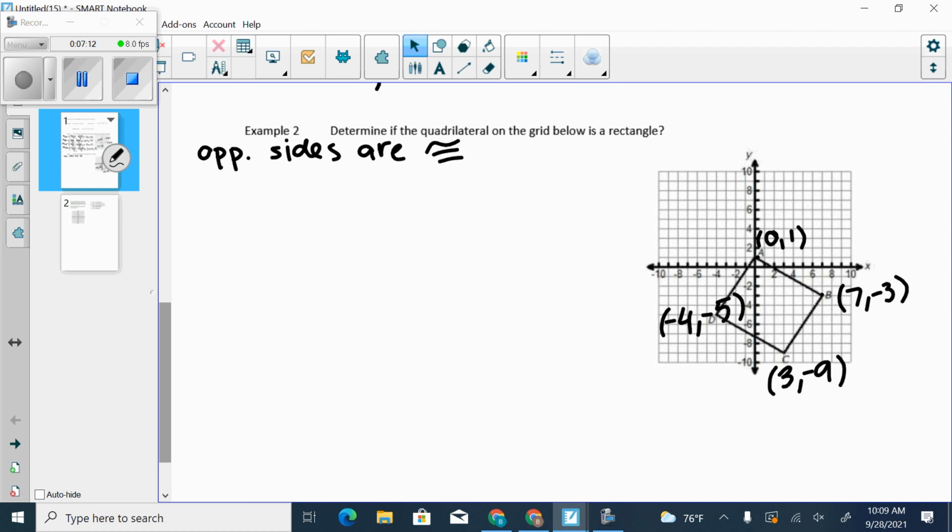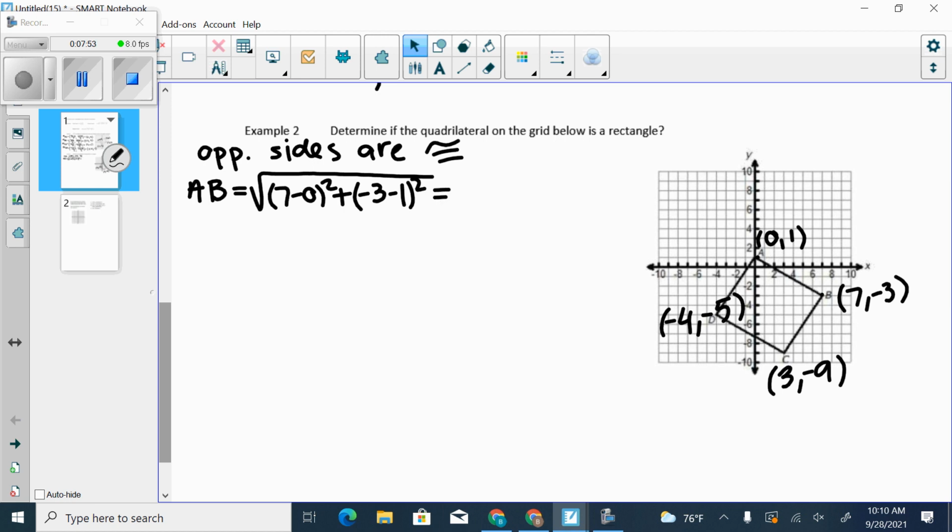So first we're going to find the distance from point A to point B. Our distance formula is the square root of x2 minus x1 squared, plus y2 minus y1 squared. Those are y values, so we need 7 minus 0 squared, good, plus negative 3 minus 1, squared. And then we simplify.